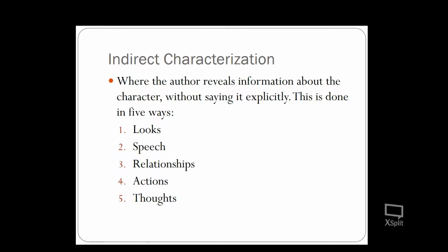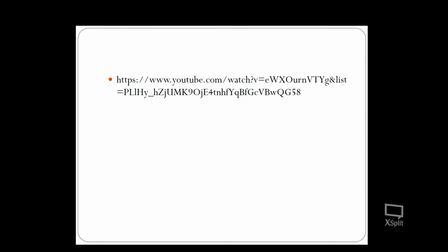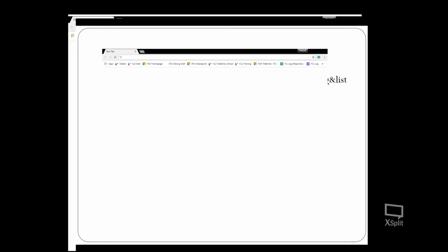Now we have indirect characterization. This is where the author reveals information about the character without saying it explicitly. This is done in 5 different ways: looks, speech, relationships, actions, and thoughts. Okay, and I do have a little clip, of course, for you guys about that. And while this is playing, I'm going to talk you through why this is indirect characterization.